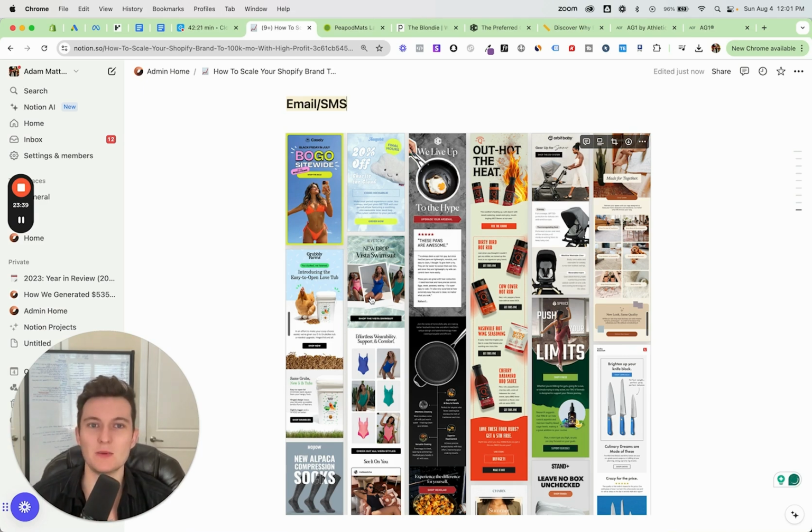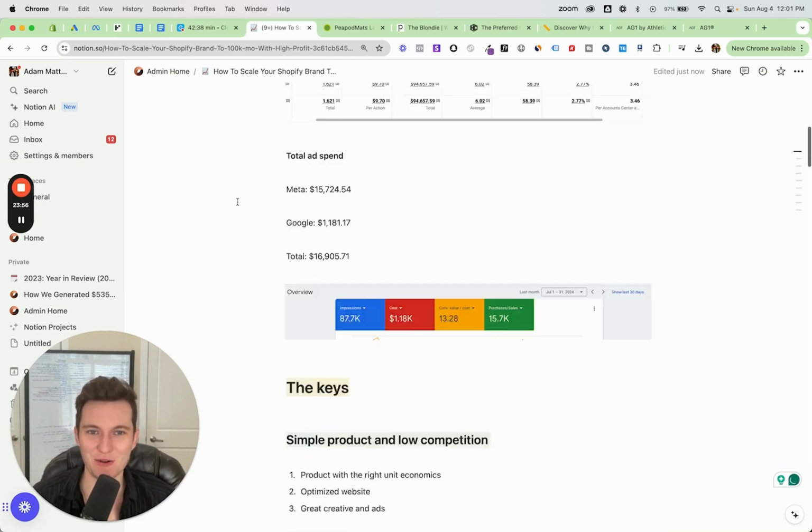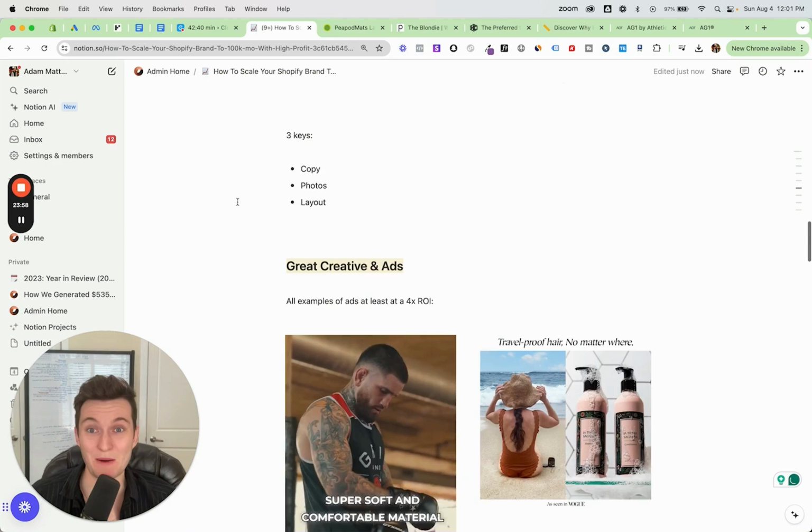So you're acquiring these customers for a certain cost per acquisition, and then you're making more revenue off of them on the back end. So it's a very crucial part of the strategy if you want to get to $100,000 a month plus with your ads, with your Shopify brand.